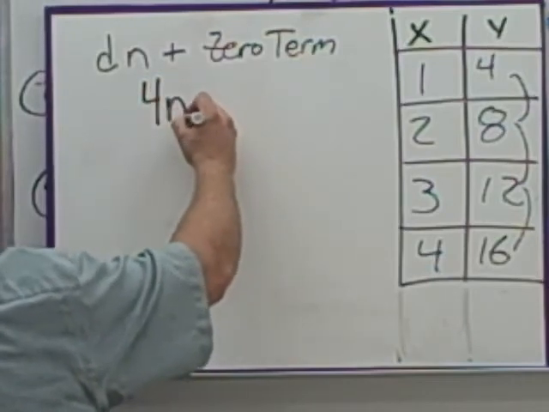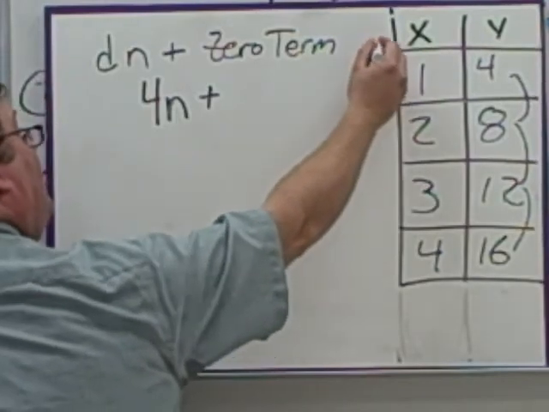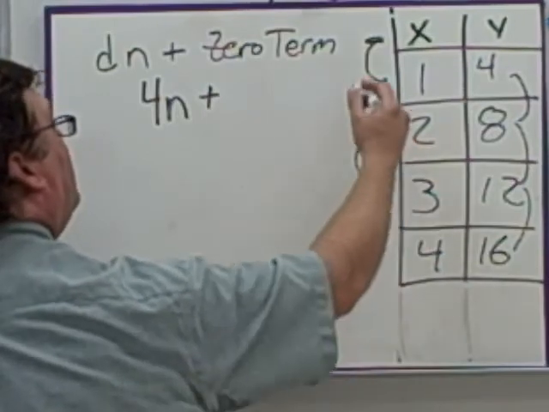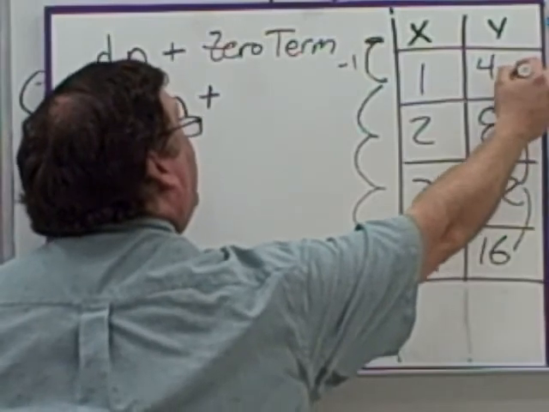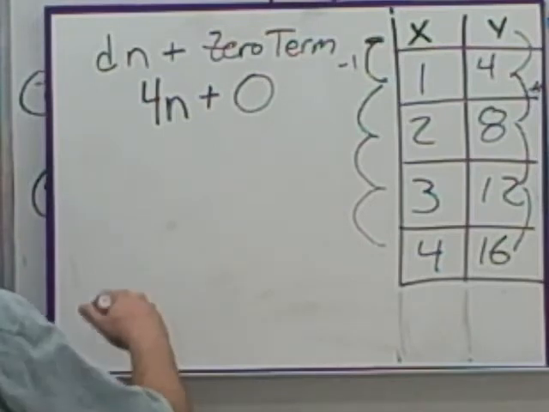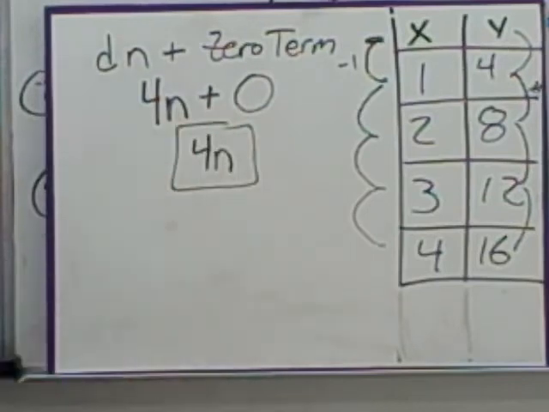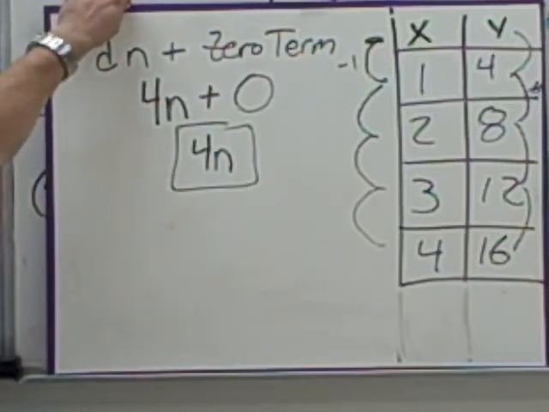So we have 4n. Now the zero term, this is term number 1. Term number 0 would be one more before it. So instead of going up by 1 like I have in here, I would go down 1. Instead of going up by 4s like here, I would go back 4, and I would get 0. 4n plus 0 would just be 4n. And there would be my answer. Is the zero term always going to be 0? No. In the previous example, it was not. In this one, it just happens to be 0.